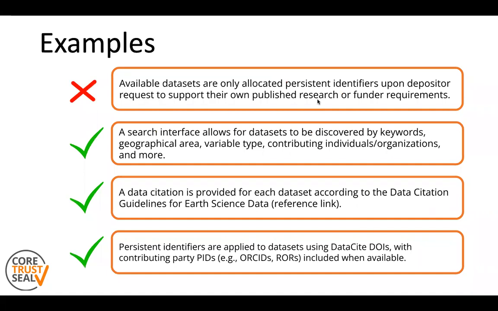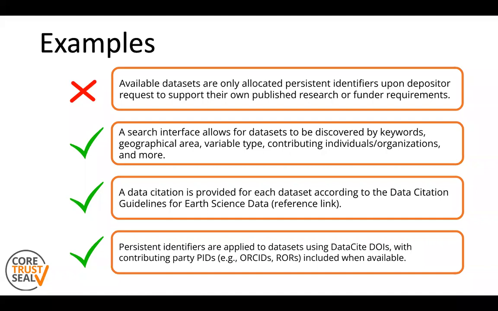A couple of example statements from applications are presented here to further illustrate response expectations. Please note that these are merely examples of aspects of the requirement and by no means complete response statements. In the first example here, available data sets are only allocated persistent identifiers upon depositor request to support their own published research or funder requirements. This is not really adequate because this does not account for the case of users that are trying to use that data set for their publications or other needs. So really all data sets or objects that are provided by that repository should be fully citable.